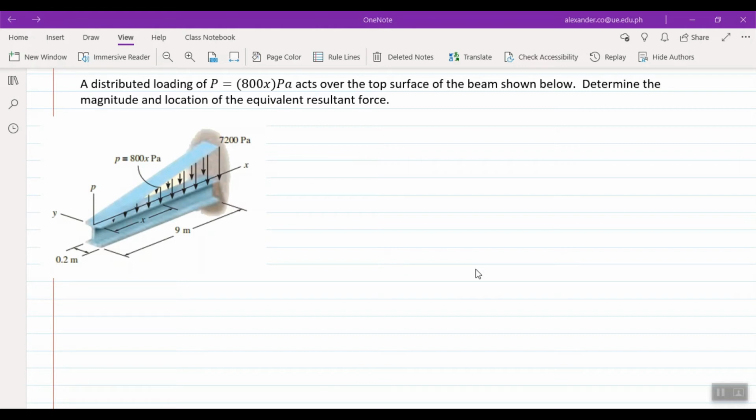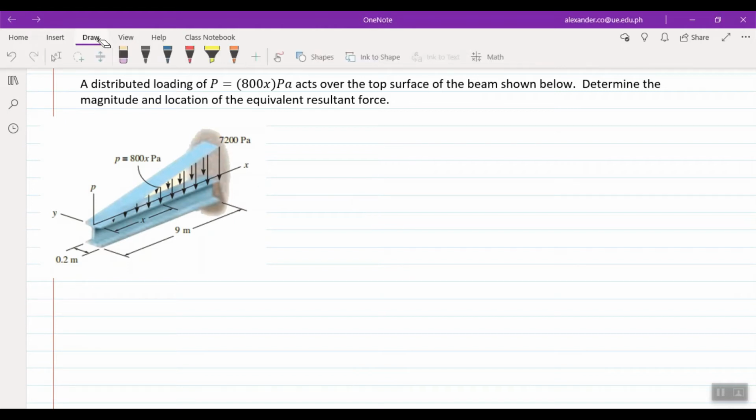For sample, distributed loadings of P, which is equal to 800 times X, kasi uniformly increasing siya, no? 800 times X Pascal acts over the top surface of the beam shown. Determine the magnitude and the location of the equivalent resultant force. So, dalawa yung nahanap: the magnitude and the location. Unahin muna natin yung magnitude. And to understand this more clearly, gawin natin itong 2D, no?